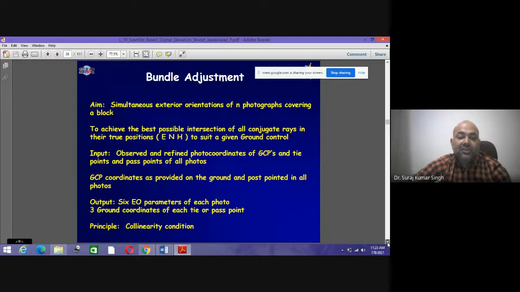transformations. Then in bundle adjustment we will be taking simultaneously the exterior orientation of n photographs covering a block, and this is used to achieve the best possible intersection of all conjugate rays in their true orientation to fit a given ground control. The input is observed and refined photo coordinates of GCP, tie points and pass points of all photos. GCP coordinates as provided on the ground and pinpointed in all photos. Output is 6 EO parameters for each photo, and 3 ground coordinates of each tie and pass point.